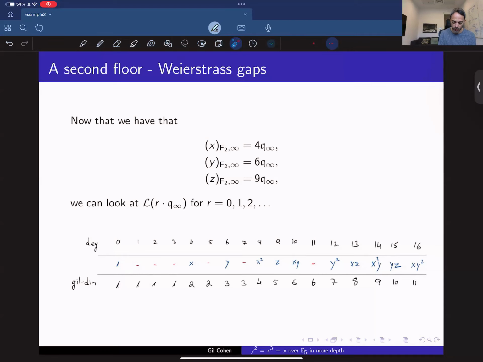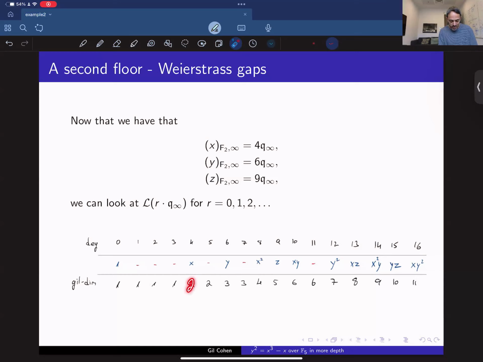Only at 4 do I start to see things. And this is not going to be an accident. That's going to be real. I mean, there are no functions here, but so far I don't know that. So you see there are these gaps. These are called Weierstrass gaps, which tells you that you increase the degree, but you still don't see new elements in the Riemann-Roch spaces. But once you get to degree 4, you can use X, right? X lives in L, the Riemann-Roch space of R times Q infinity, because it has a pole only at Q infinity with multiplicity 4.